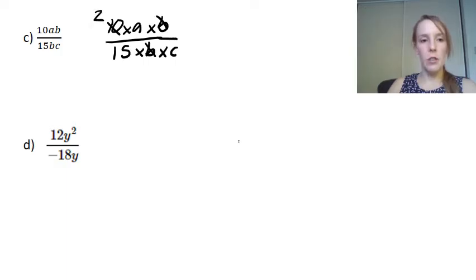So 10 divided by 5 is 2. 15 divided by 5 is 3. I should have an equal sign there. And from there you can write your answer. So it's going to be 2a divided by 3c.